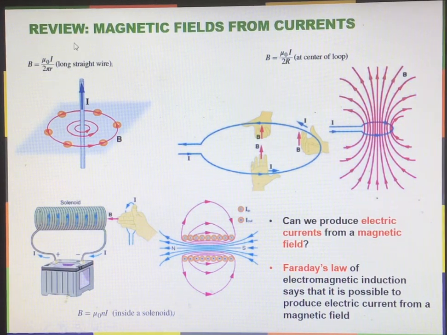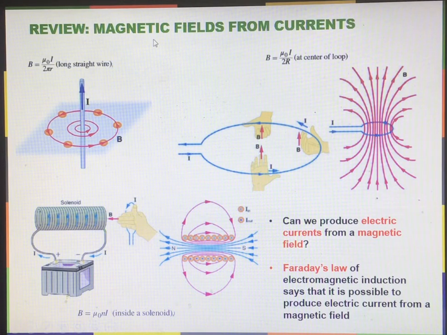Now let's do a little bit of review. This is something that we've already discussed in the previous video, but let's review a little bit about the magnetic fields from currents. If you remember in the previous lecture, we said that we can produce magnetic fields from currents. These three examples here show how I can generate a magnetic field. The first example on the left side is a straight conductor that carries a current, and this will generate a magnetic field, and the magnitude of that magnetic field can be calculated using this equation.